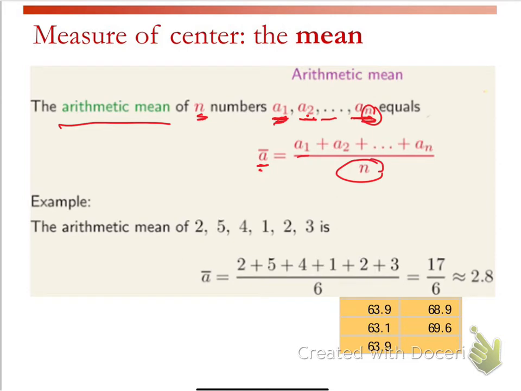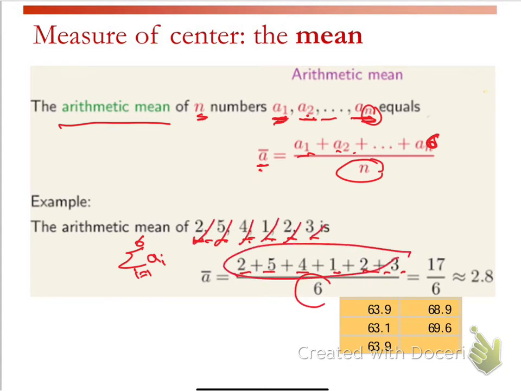In the example which was given, I have the numbers 2, 5, 4, 1, 2, 3. So the count is 6 numbers, 1, 2, 3, 4, 5, 6. I have to sum all of them, sum of a, from i equals 1 up to 6, so a1, a2, a3 up to a6. So it will be 2 plus 5 plus 4 plus 3, all of them together, divided by their count, 6. The sum of these will be 17, and the count of them will be 6, so this is the average number.